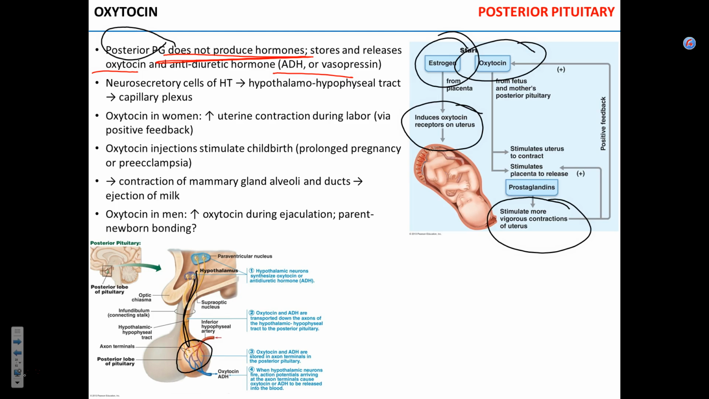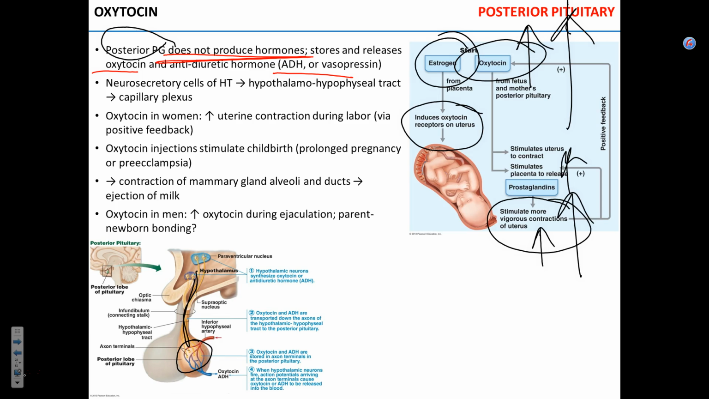Okay? When first contractions occur, oxytocin goes up. When it goes up, contractions become more vigorous. In addition, prostaglandins released by placental tissue also crank up the contractions. More vigorous contraction, more oxytocin, more oxytocin, more contraction. So it goes up and up until the baby is born. Does that make sense?